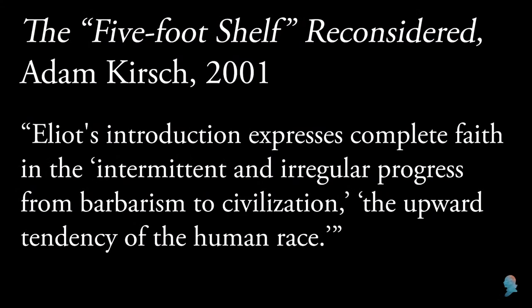By Adam Kirsch and published in November, December 2001. "Eliot's introduction expresses complete faith in the intermittent and irregular progress from barbarism to civilization, the upward tendency of the human race." Justice Scalia never agreed with that. He was always saying it might be that we're descending into barbarism, not necessarily getting out of it. Or those words to that effect, he said that many times.